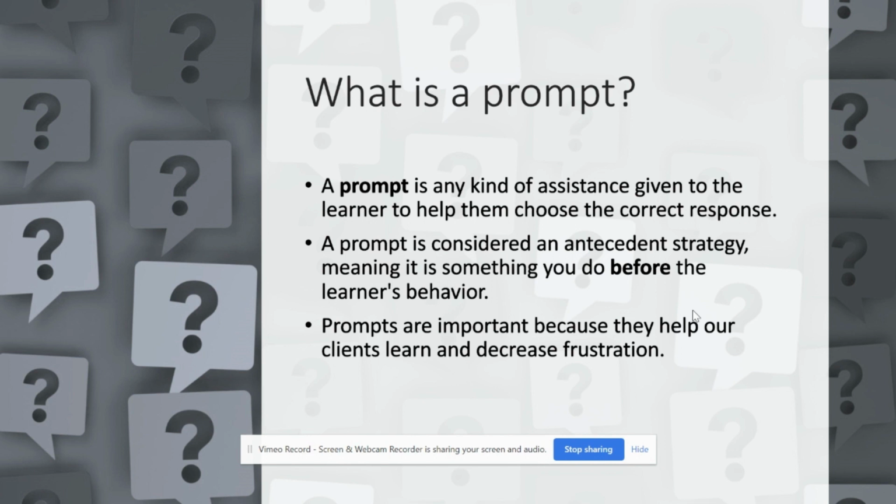Just think about when you're learning a new task. You don't want to just keep making mistakes and doing it over and over again. That's frustrating for anyone, and especially for the kids that we work with. So that's why we have prompts, so that we can help them find that correct response and learn.